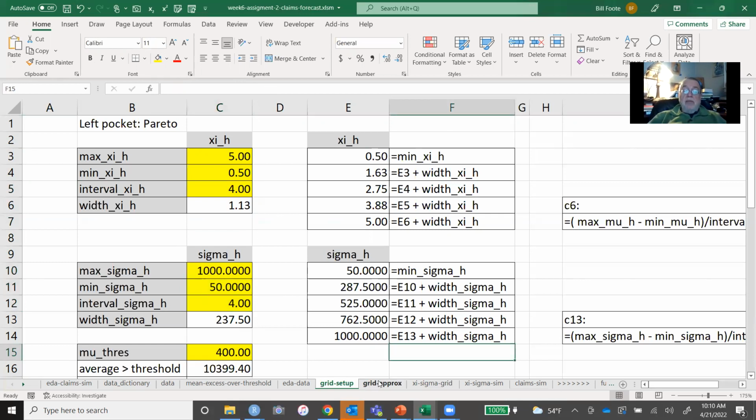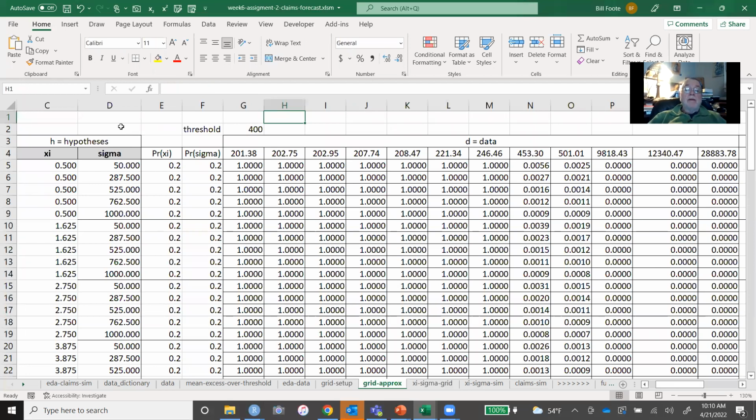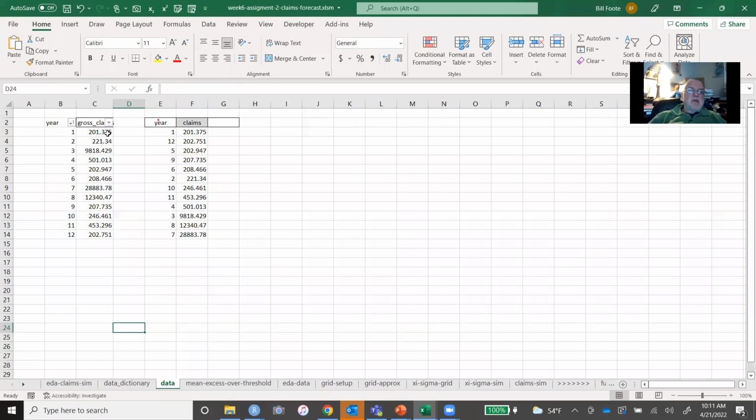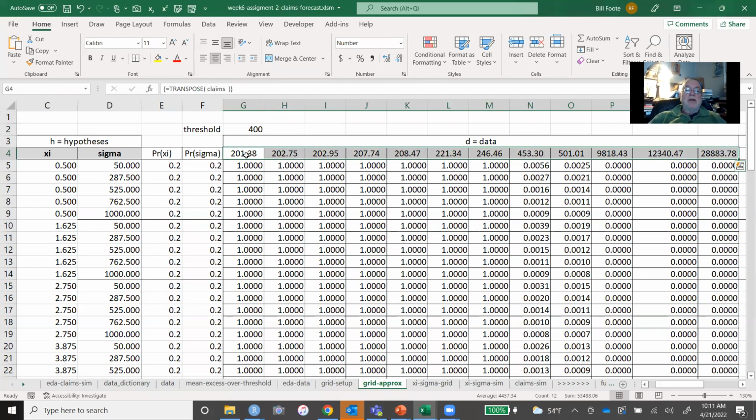And back to the grid approximation. So given that threshold, which comes from mu threshold, here's our data. Where does the data come from? All of this data comes from somewhere, comes from claims, comes from over here. Comes from these very claims. It says claims. Okay, so keep going back and forth. That's where the data comes from.